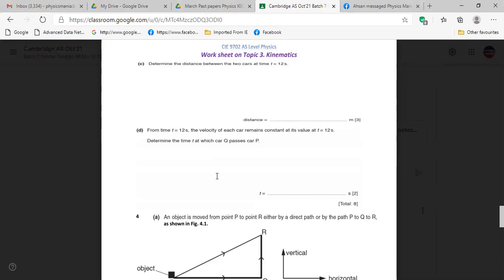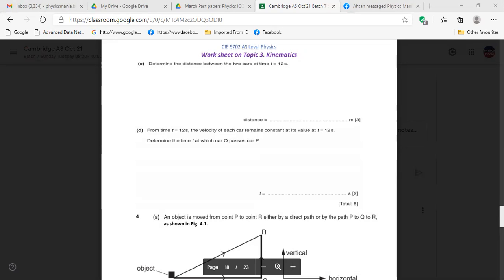So think of how to do it. Navid, you also think of how to do it. T is equal to 12. Car Q is now going with 30 meter per second constant velocity, and P is going with 24 meter per second constant velocity. 24 divided by 30, 2.8 seconds. How do you show the calculation? 84 by 30.